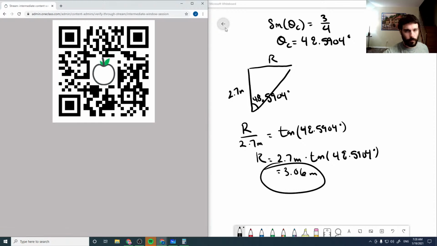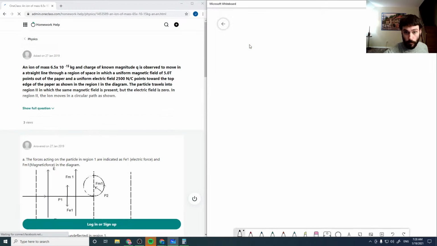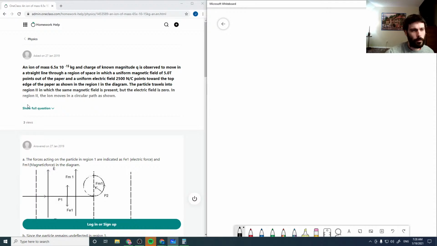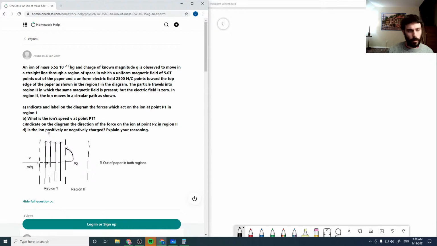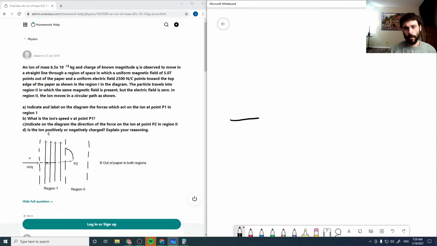All right. So for this one here, we've got an ion of mass 6.5 times 10 to the minus 15 kilograms. And the charge is some unknown magnitude. It moves in a straight line through a region of space in which we have a uniform magnetic field which points out of the paper.